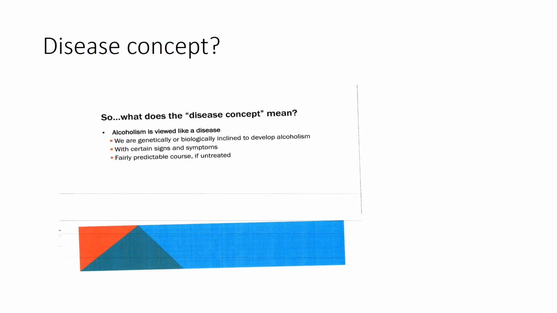Today, the medical model disease concept is commonly accepted by mental health and psychiatric health professionals. You may have heard alcoholism called a disease. So what exactly does this mean? The disease concept means that people are genetically or biologically inclined to develop it, that there are common signs and symptoms that indicate a person is struggling with alcoholism, and that, like other diseases, it has a predictable course if untreated. People will develop various physical and mental health complications, and death is possible if not managed.